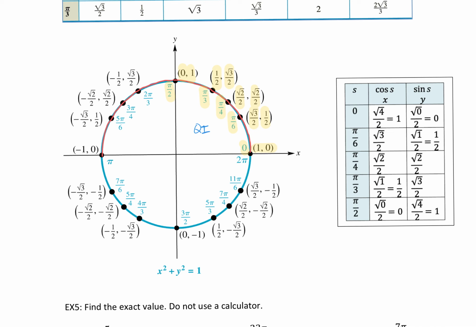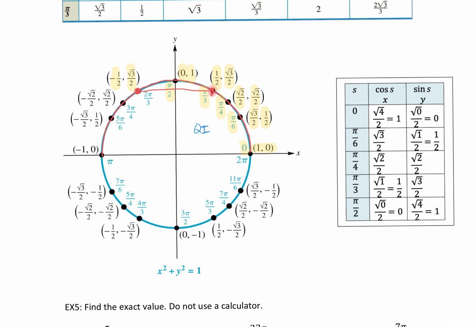This is what I wanted to point out. Let's just say we're at the point in quadrant 1 that corresponds to pi over 3. I'm at the point positive 1/2, positive square root 3 over 2. If I go straight across to the point that corresponds to 2 pi over 3, so still over 3, the values are the same. You still have 1/2, square root 3 over 2. The only difference is now the x value is negative because we're in quadrant 2. But the y values are still positive.